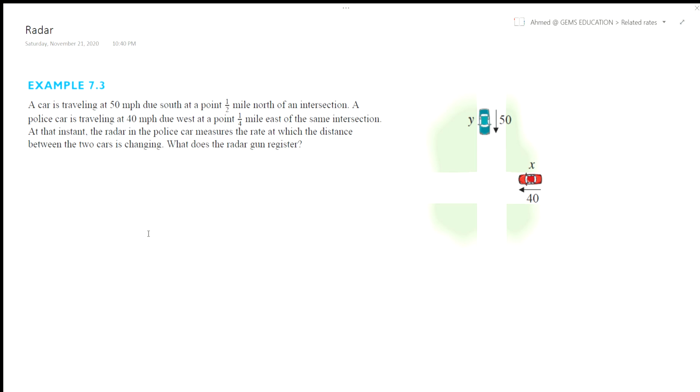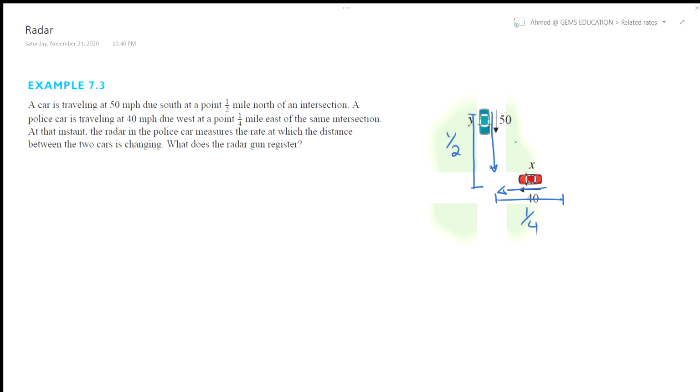Alright, so in this question it says that there's a certain car traveling 50 miles per hour due south. The diagram here explains how this works. It's driving due south at 50 miles per hour, and the police car is driving due west at 40 miles per hour. Apparently, this first car, the normal car, is half a mile north of the intersection, so this distance here is half a mile. And the police car is 1/4 mile from the intersection, so this is 1/4.